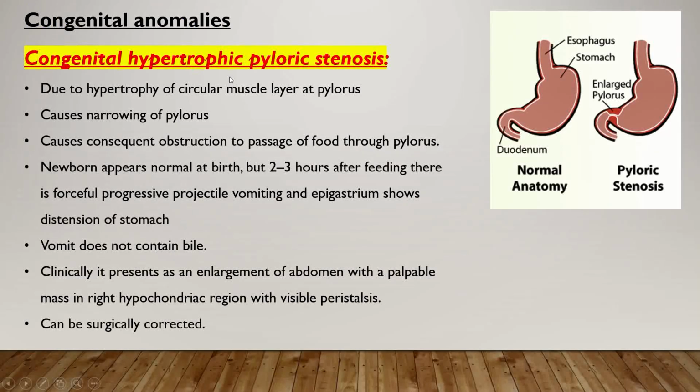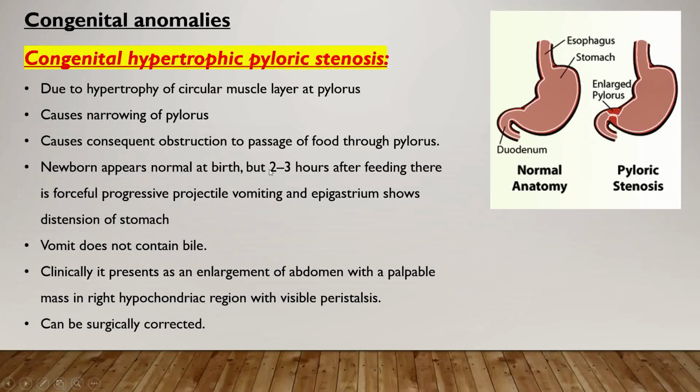Now, congenital anomalies associated with development of stomach. First one is congenital hypertrophic pyloric stenosis, due to hypertrophy of circular muscle layer at pylorus. Okay, so here you can see hypertrophy of circular muscle at the pylorus. This causes the narrowing of pylorus, and consequent obstruction to the passage of food through the pylorus.